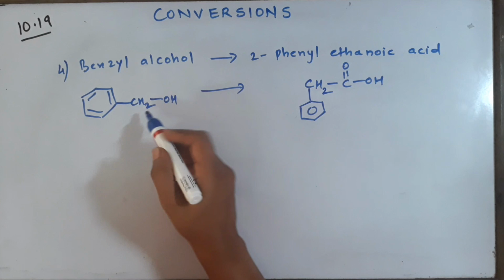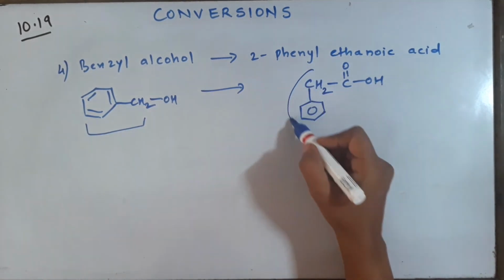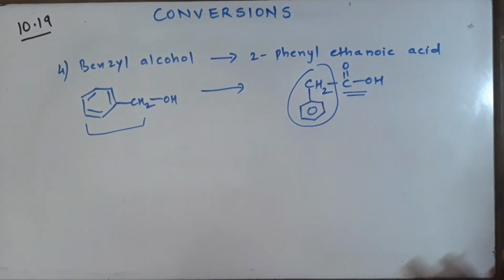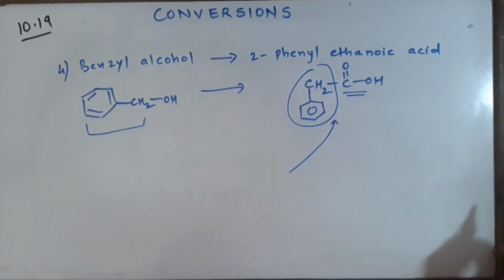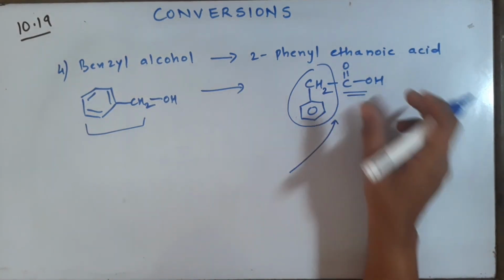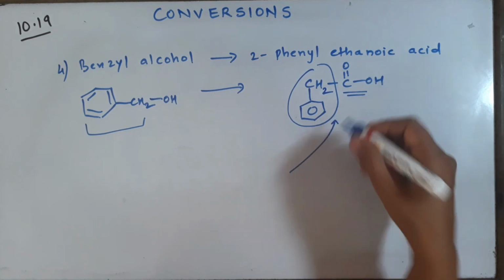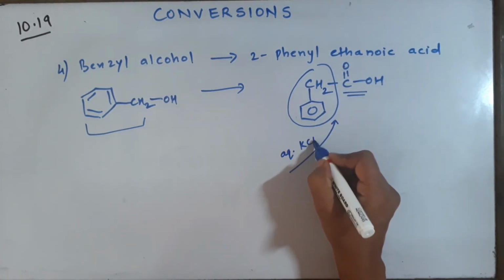Now you can see that this much portion is almost the same in both the compounds. We have to just add one extra carbon atom. One of the best ways of adding carbon atoms, as I told you, is Grignard reagent, or you can also use cyanides as one of the nucleophiles. Right now you can see that it's a very simple question because carboxylic acids are derived from cyanides. So here we can just write aqueous potassium cyanide.